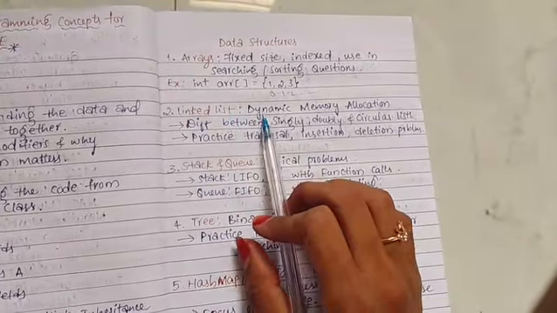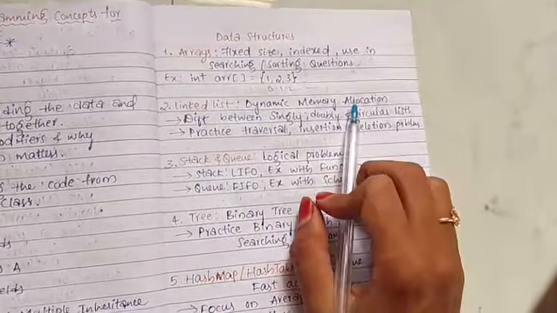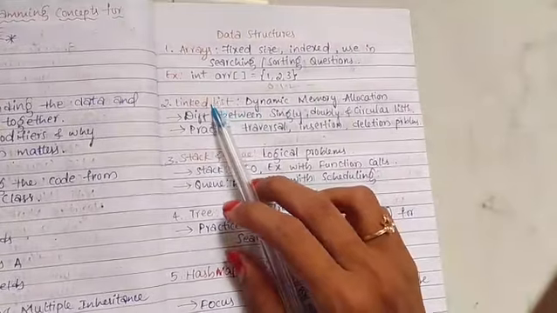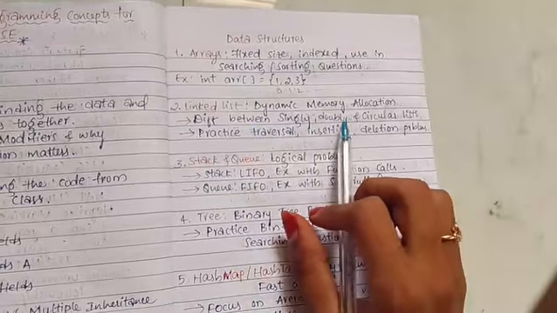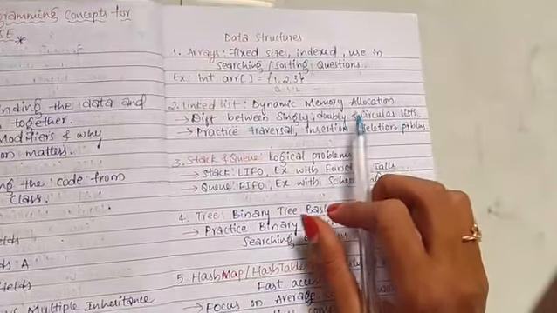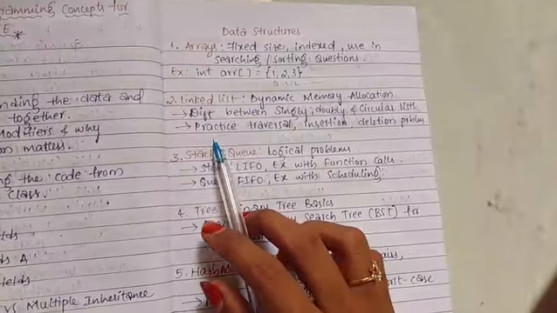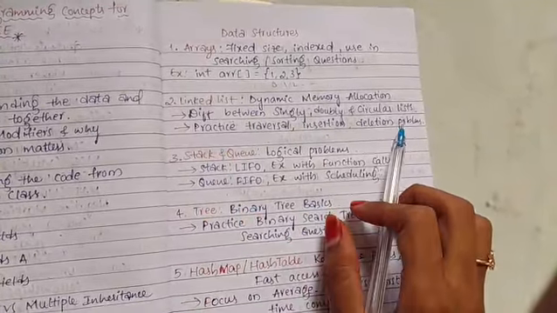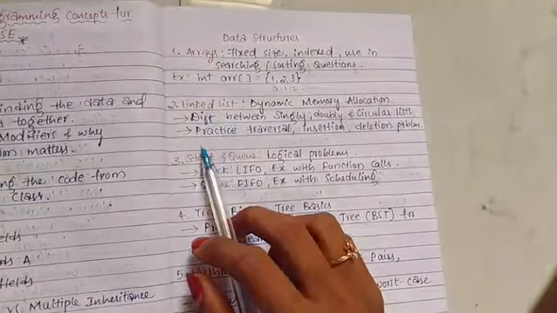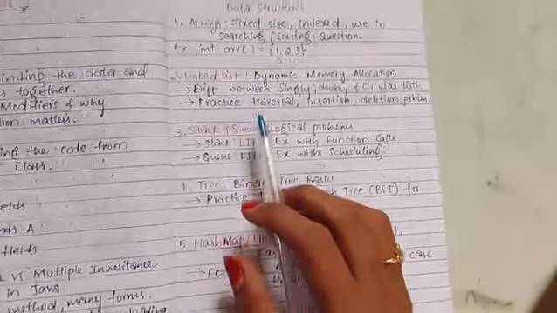The second one is linked list. A linked list uses dynamic memory allocation, and in linked lists you have to focus on the difference between singly, doubly and circular lists. This is very important. Also practice the traversal, insertion and deletion problems in the linked list. Very important that you practice.